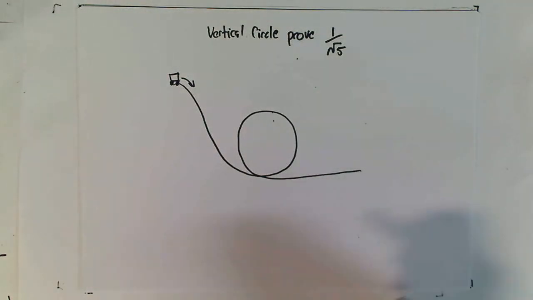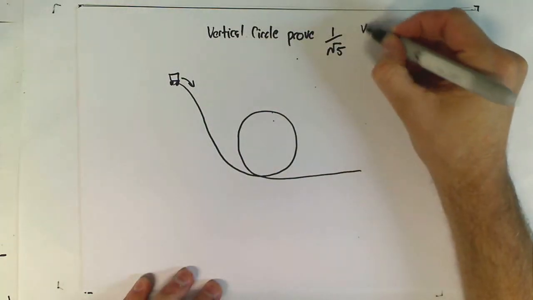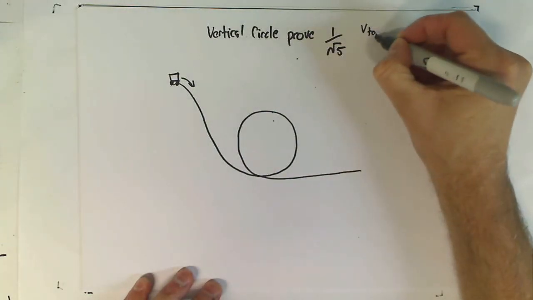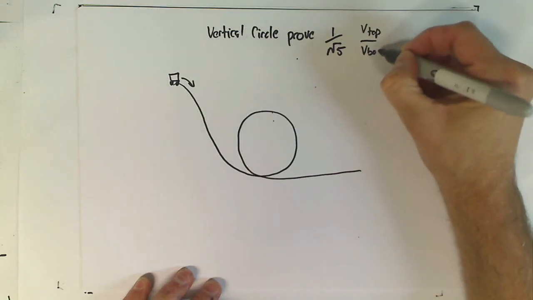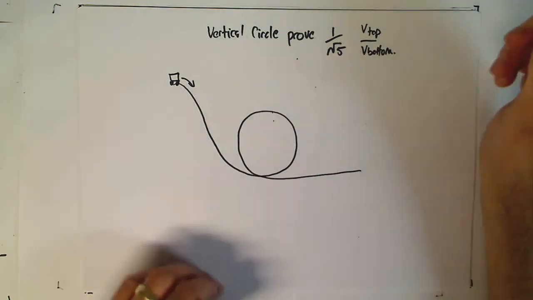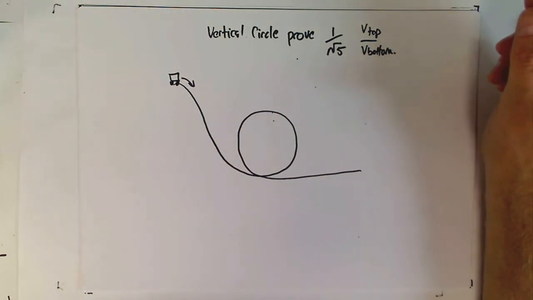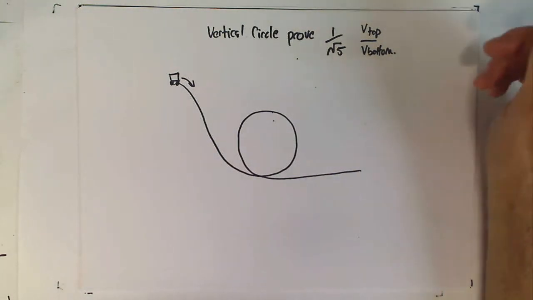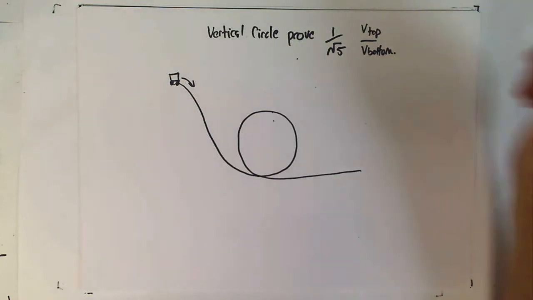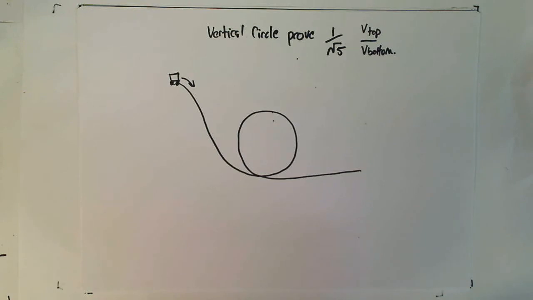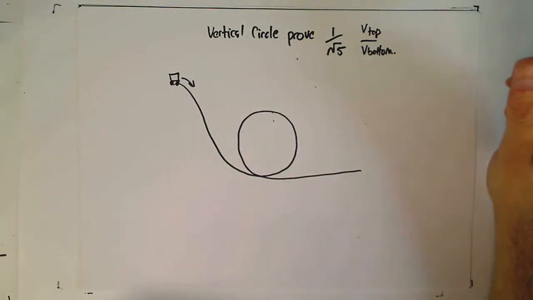Okay, vertical circle: prove the relationship 1 over root 5, which is the speed at the top divided by the speed at the bottom. I like this one because I'd never really seen anything that had root 5 in it. But obviously the speed at the top is going to be less than the speed at the bottom, so we expect a proportion of 1 over about 2.5. So let's have a look at that.